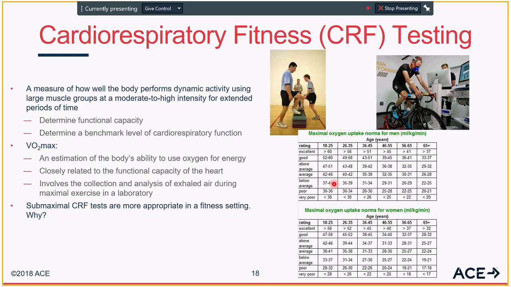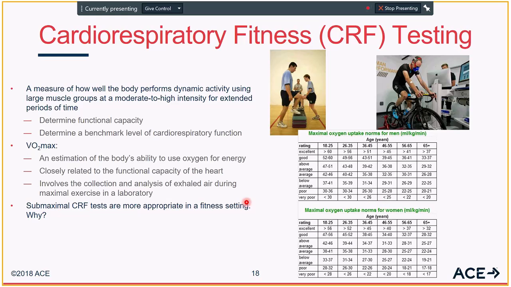So you can see here it's represented in milliliters per kilogram per minute. So if you take your VO2 max and say you're at, let's say, 36, that means you're taking in 36 milliliters of oxygen per kilogram of body weight every minute during your cardio, and that's at your max potential. So the higher the number, the better. And you can see the averages for males and females, and it changes with age.